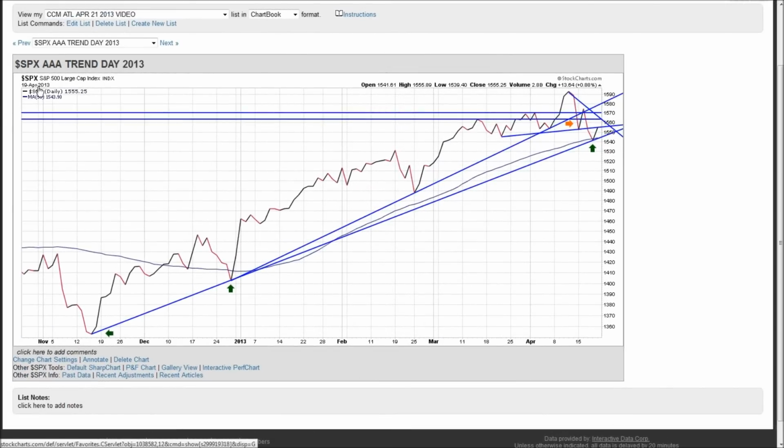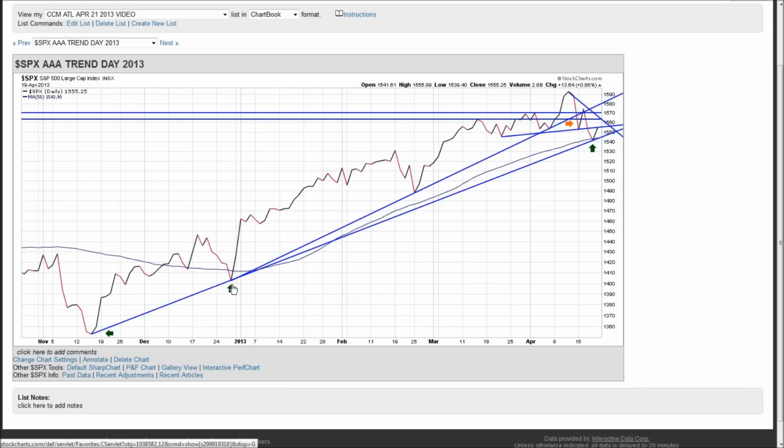This is a daily chart of the S&P 500 index, somewhat of a mixed bag here. Here's your 50-day moving average in blue. The good news for the bulls is price did bounce at the 50-day moving average. The bad news is the 50-day does appear to be trying to roll over, similar to what we saw in the previous slide on the NASDAQ.